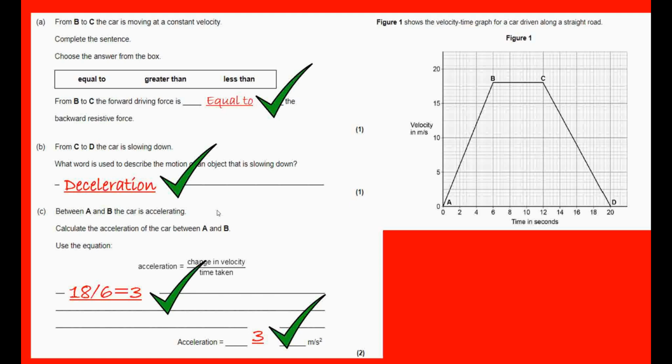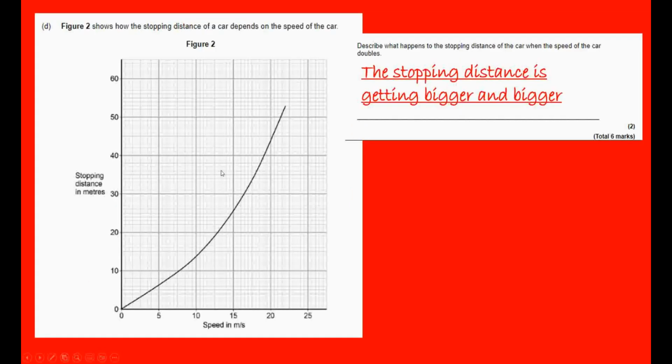Now, next, final question before you go off and do your own work. We've got this other graph. It's related to this first question about stopping and braking and reducing the speed. Here we've got this graph of stopping distance in meters and speed in meters per second. And the question says, describe what happens to the stopping distance of the car when the speed of the car doubles. And the answer they put is, the stopping distance is getting bigger and bigger. Okay, so is that a really good answer? Is that worth 2 marks? Is it worth 1 mark? Is it worth no marks? How would you improve it? Okay, pause the video here.